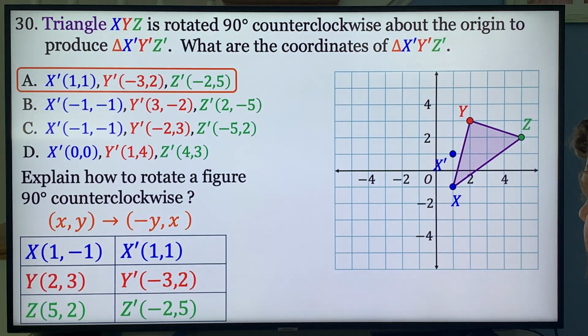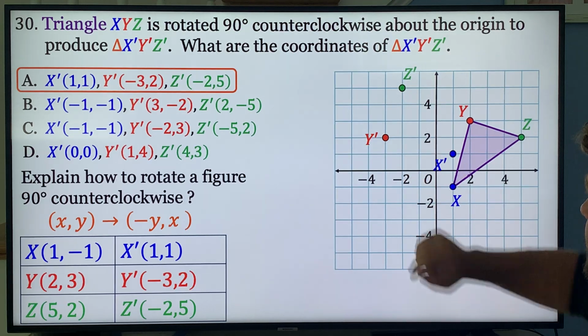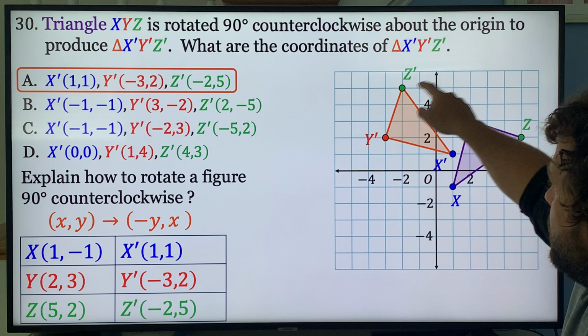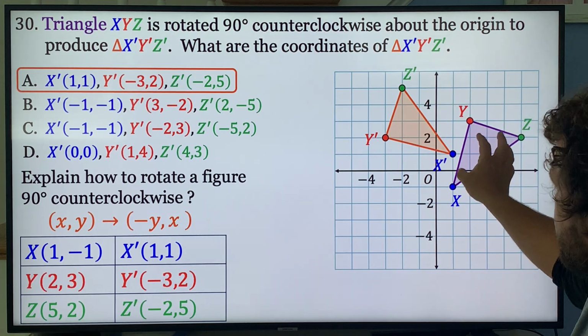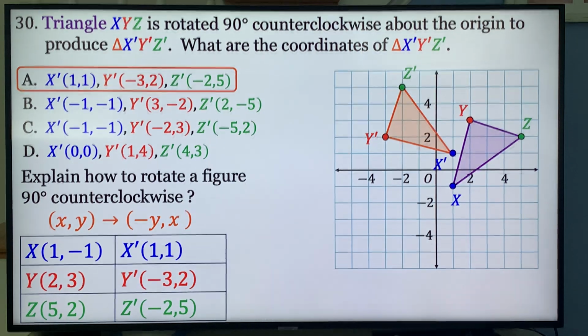You want to plot these to check them out? (1, 1). (Negative 3, 2). (Negative 2, 5). There's my triangle. Notice one coordinate, (1, 1), stayed the same. I took the whole figure, boop, and moved it. And that's rotated about the origin.